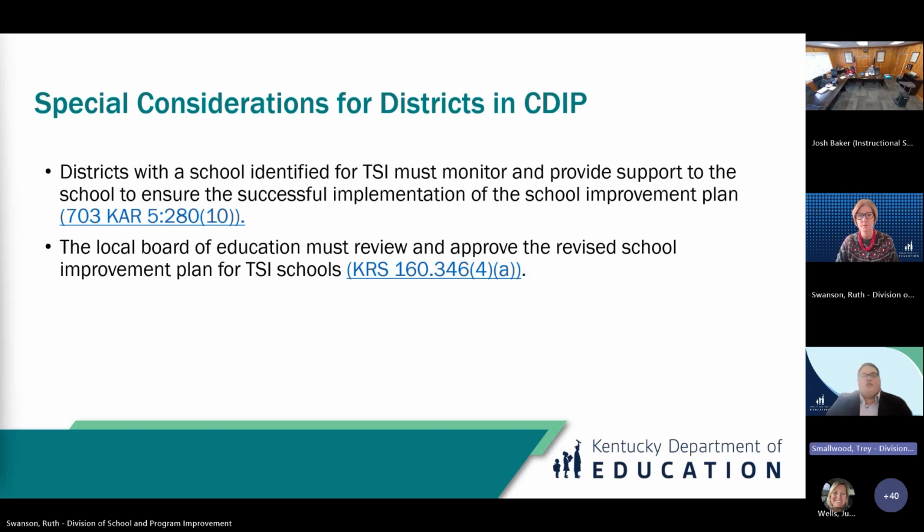So now we're going to talk about some of the specific considerations for districts in the Comprehensive District Improvement Plan. Districts with schools identified for TSI must monitor and provide support to the school to ensure the successful implementation of that school improvement plan. That's in Kentucky Administrative Regulation. So you can see that citation there. And the local Board of Education must review and approve the revised school improvement plan, also the CSIP, for the TSI schools.